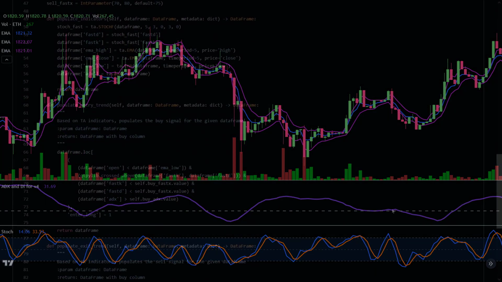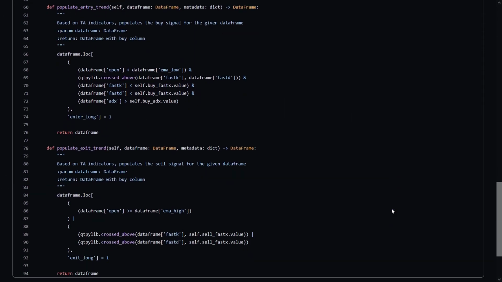Now let's see how the buy signals are formed. To get a buy signal, the following conditions should be met. The open price should be below the EMA low band. And the Stochastics fast K should have a cross above the fast D line. This is indicated by the qtpylib crossed above function. And in that case, also the fast K and fast D lines of the Stochastics should be lower than the buy fast X line. Finally, the ADX should be higher than the buy ADX line.